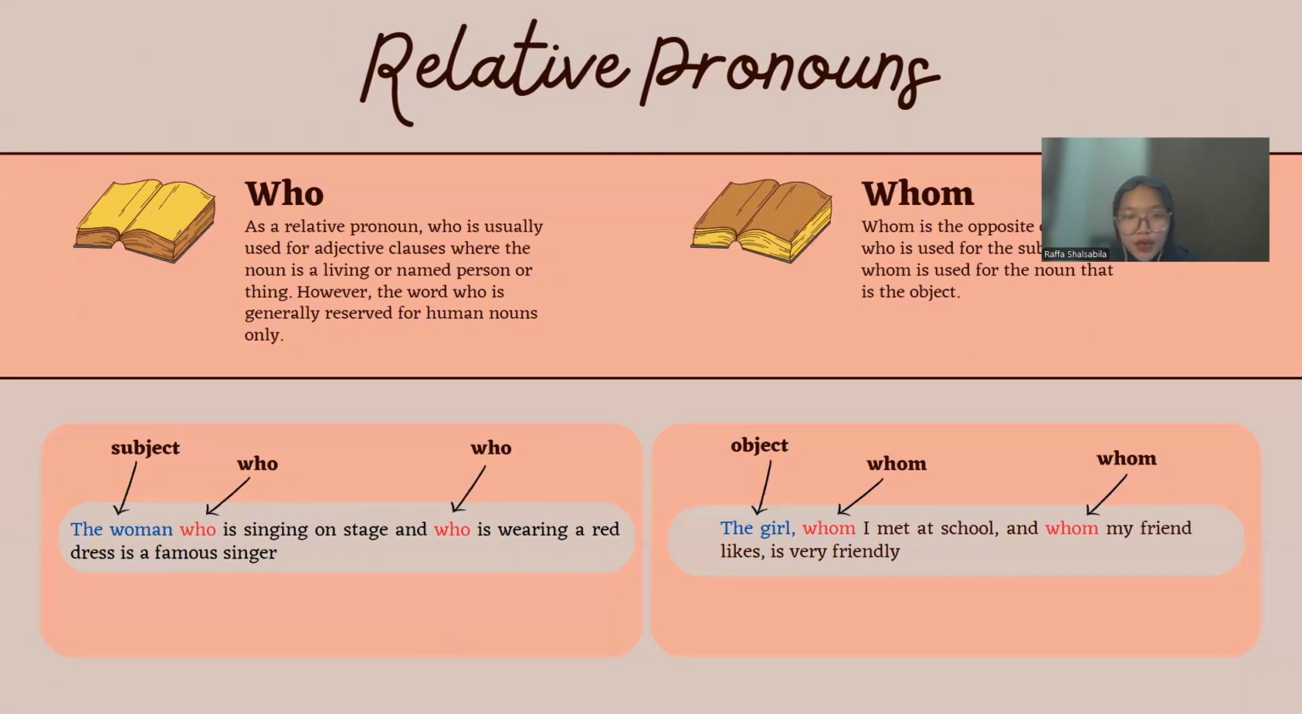The two clauses are whom I met at school, which explains that the girl is the person the speaker met at school, and whom my friends like, which explains that the girl is also liked by her friends. These two clauses are connected by the conjunction and describe the girl more specifically. Next.